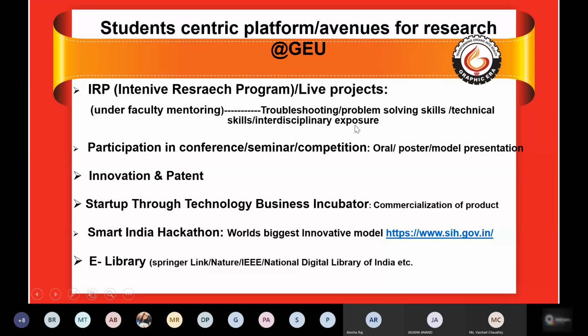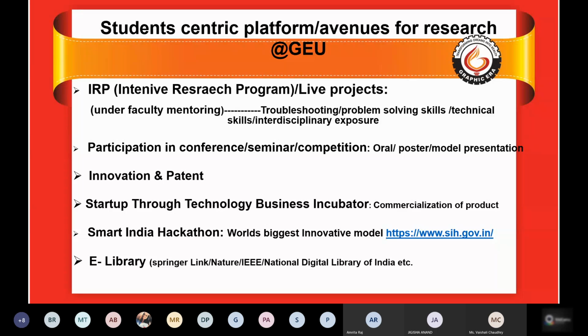So in my coming slides, I will give you an idea how you can inculcate the research things in your studies, and the very important thing is after first year, when you go in the second year, you will be focused on how to do the research and what are the avenues the university is giving.